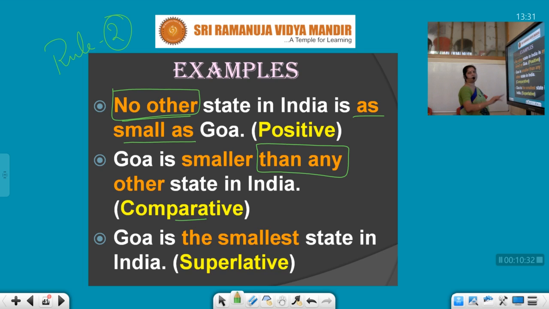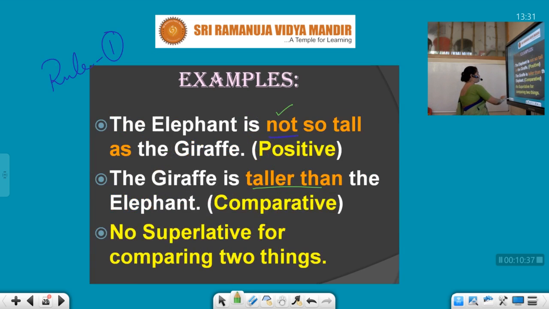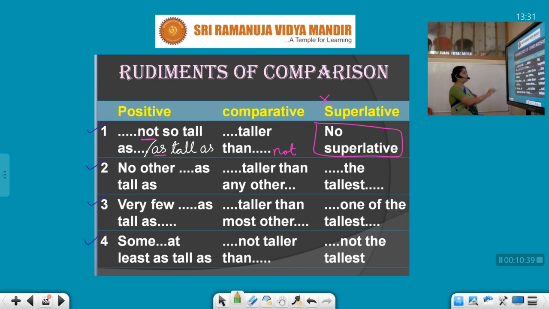So smallest, there's no other state like this. So this is the smallest. So this is your rule 2, students. Have a look. No other animal is as tall as giraffe. Giraffe is taller than any other animals in the zoo, or giraffe is the tallest animal. So this is rule 2. What is rule 2? You will ultimately show that the superlative is the dominant. There is nothing dominating it. Okay? So this is the highest, the superlative.